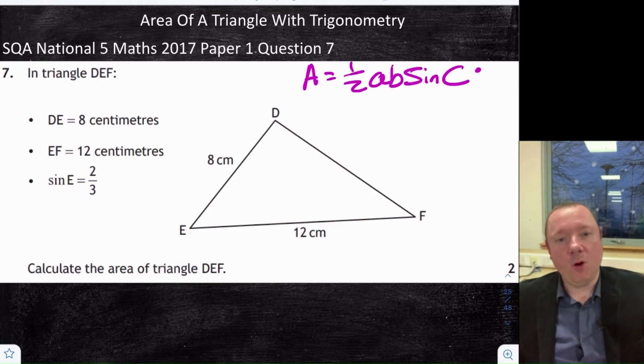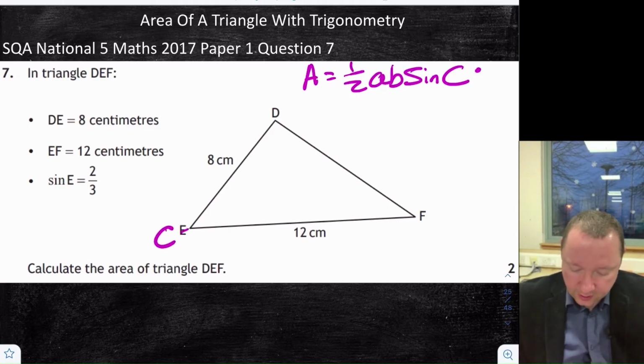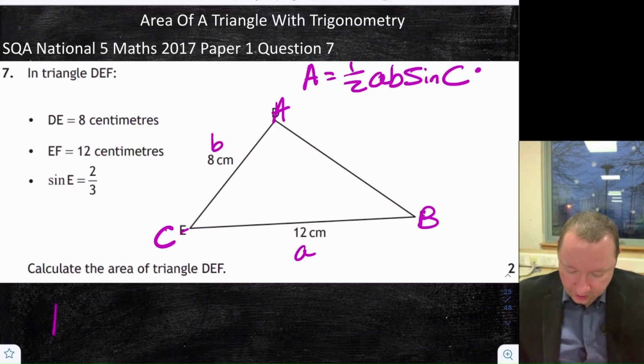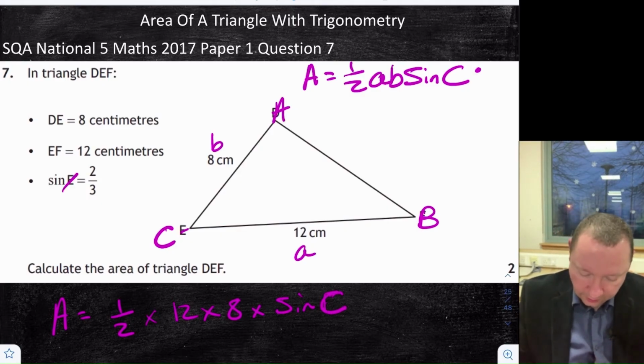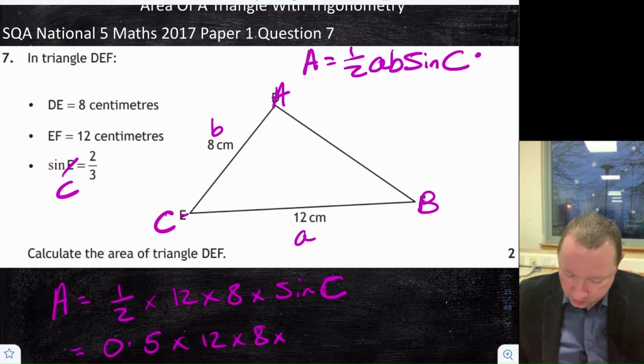So the main key point with this is the angle is always in between the two known sides to do the area. So that angle is always our C. So if I want to relabel it, I could call that C, and then that could be A, and that could be B, to give me my little A and my little B here. Well, it's just a substitution. The area is a half of 12 times 8 times the sine of E. Well, C we've called it now, so that would be called sine C. So that gives us 0.5 times 12 times 8 times the sine 2/3.